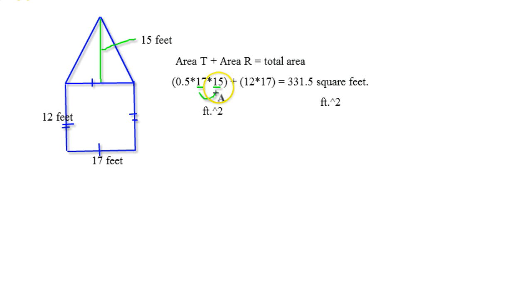Alright, so if you're ever wondering why your numbers are screwing up, go back and look at the units and see if you're multiplying everything. Because these two should get you a square foot. These two should get you a square foot. When you add square feet, those are the same units, so therefore we should be getting square footage.